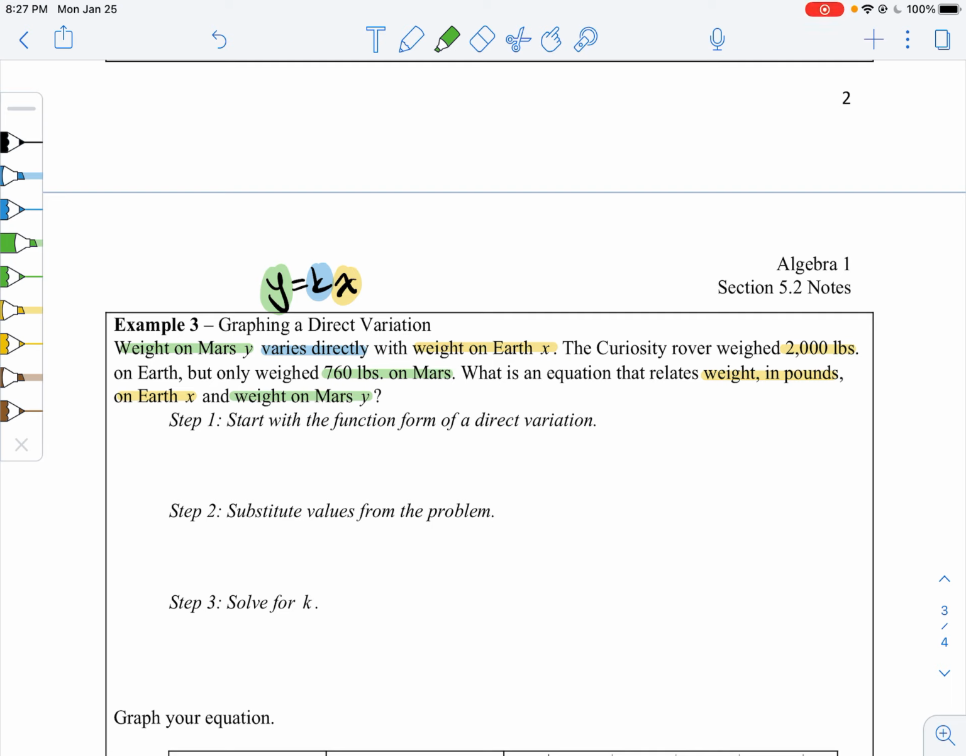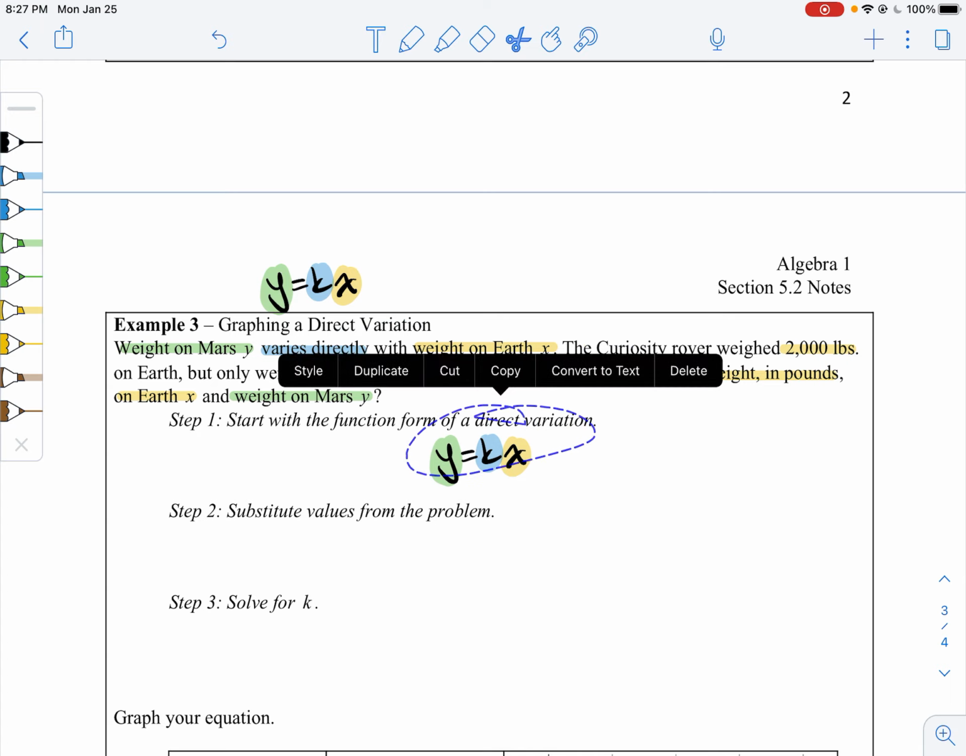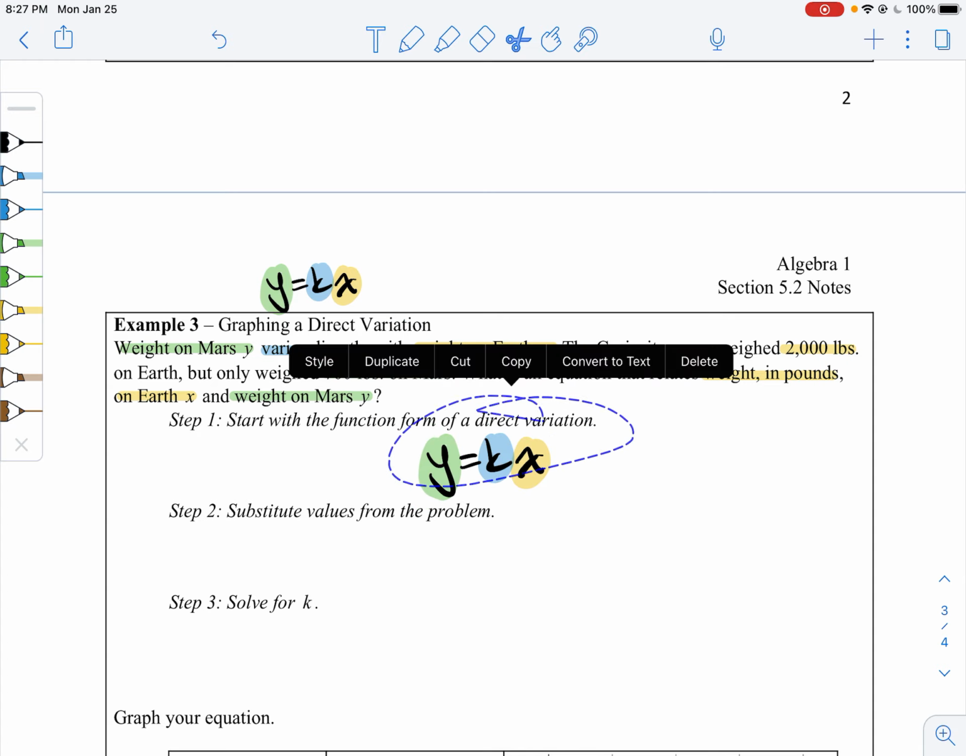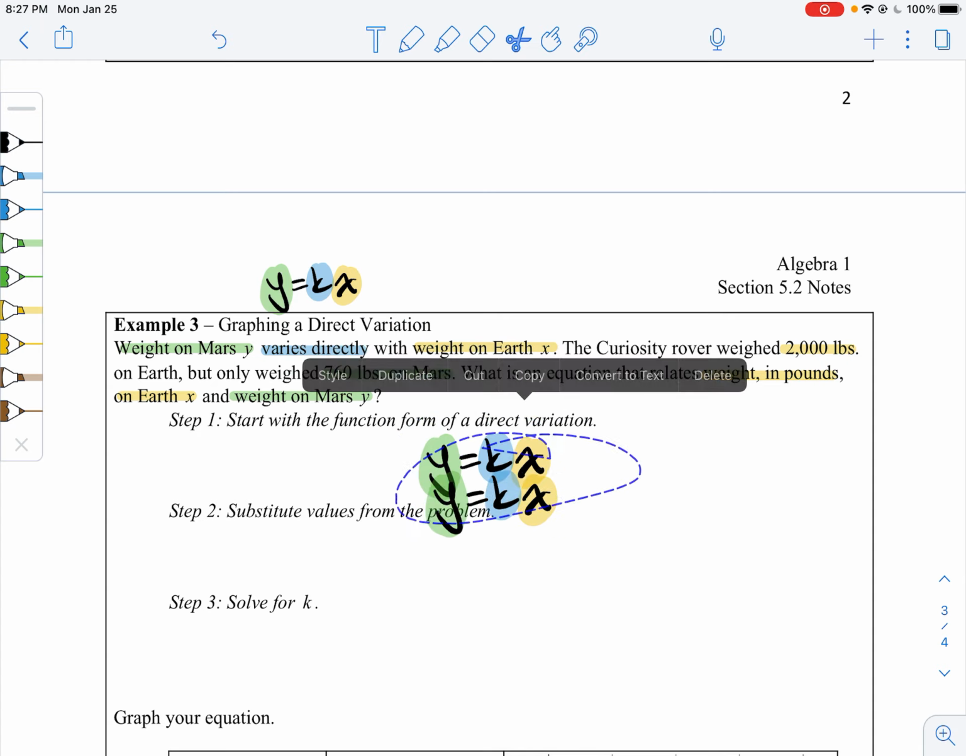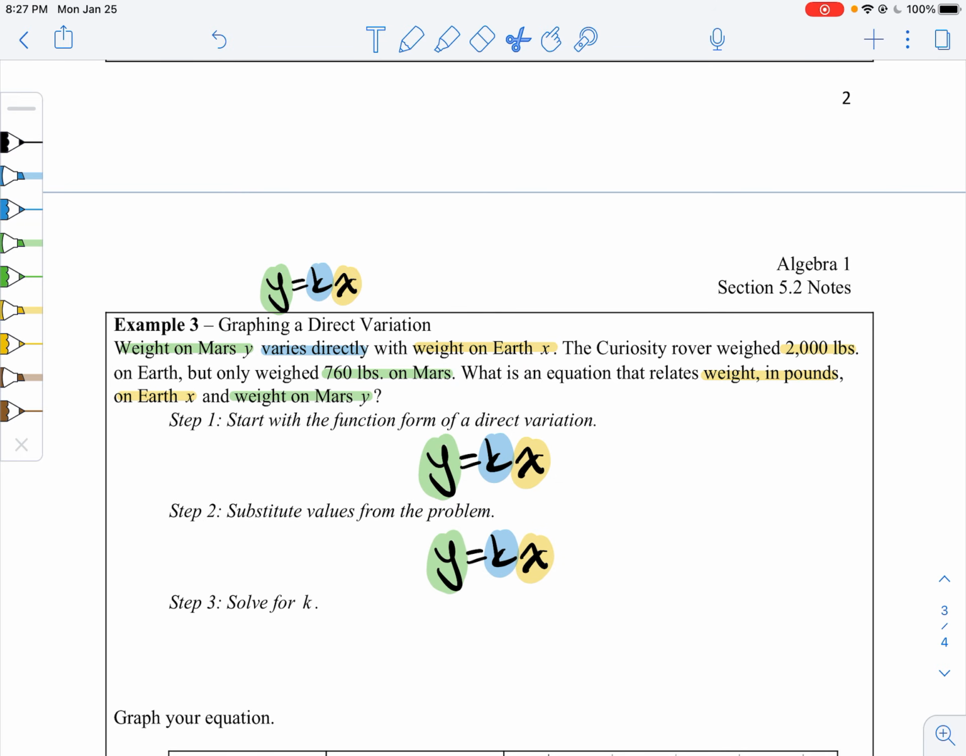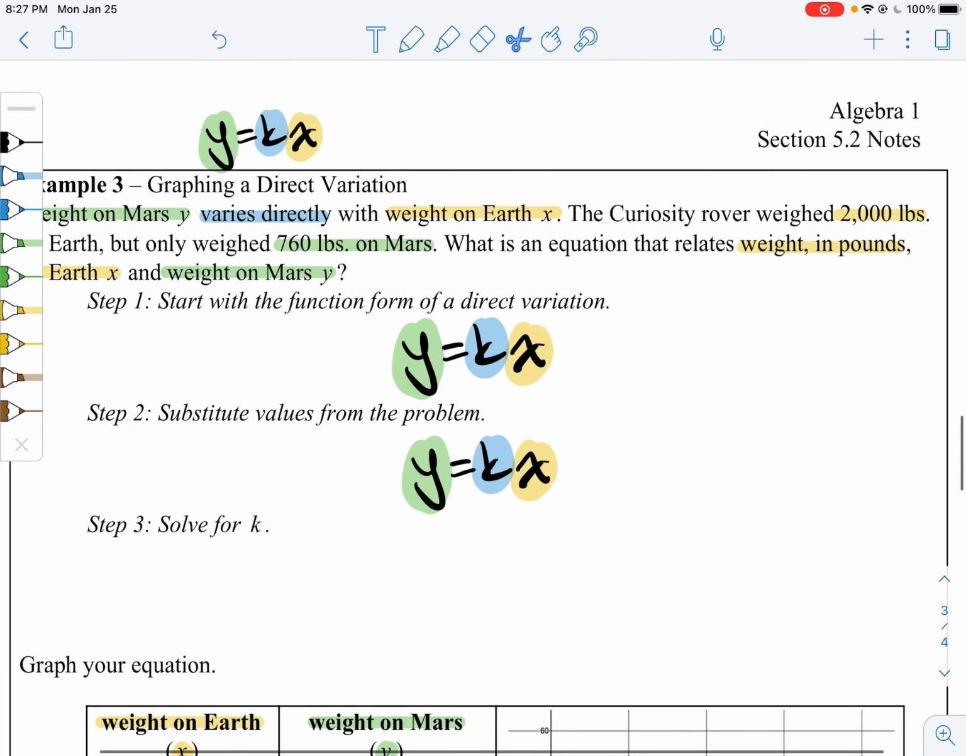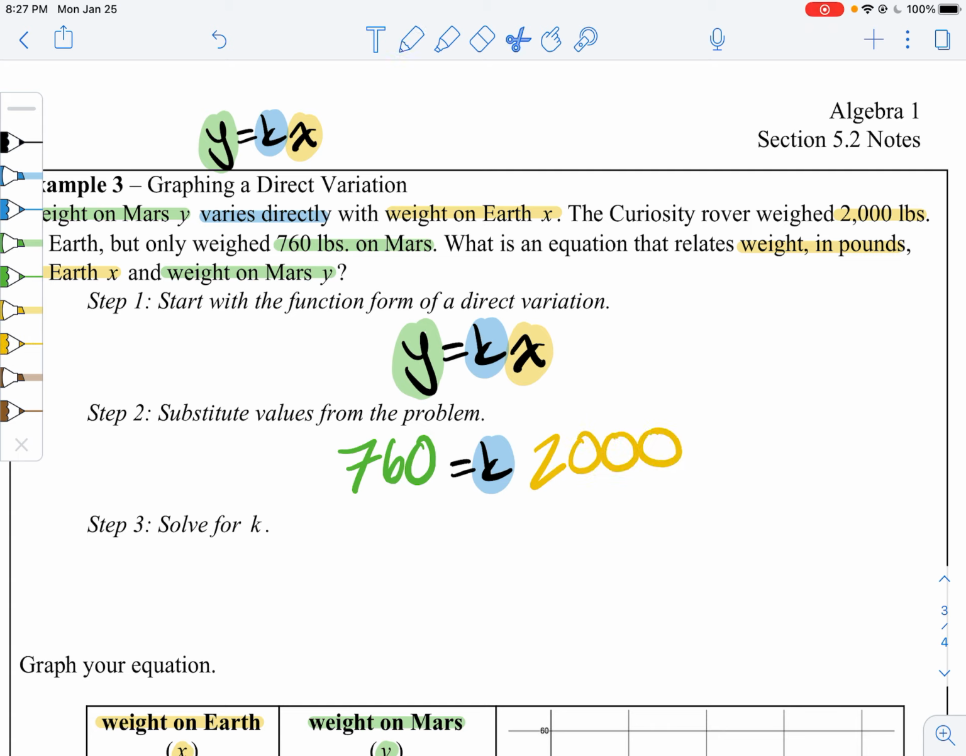Okay, so first we know it's a direct variation. Super. What else do we know? Well, we know the Mars rover didn't change. It's still the same Mars rover. And it weighed 760 pounds on Mars. And it weighed 2,000 pounds on Earth, which is huge. You guys, that's huge. That's like 10 adult people.